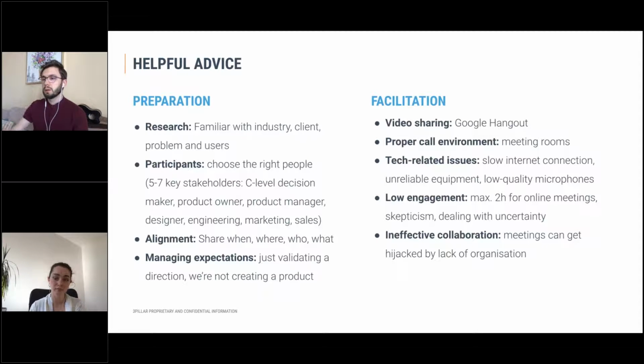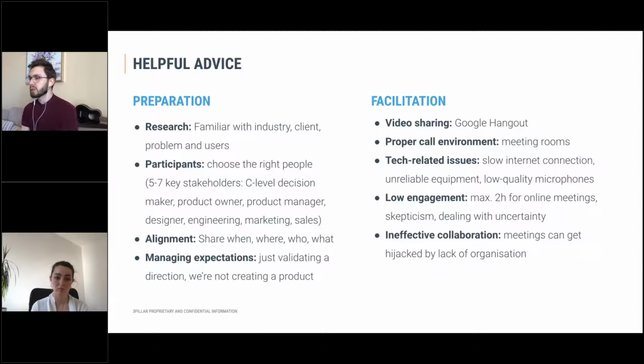Now, this would actually be a summary of the tips and tricks that we gathered while working on these short-term engagements. And generally, they're connected to two types of tips. So first, in order to run a really awesome and productive design sprint, you need to make sure you do your research and you're familiar with the industry, client, the problem that you're trying to solve, and the users.